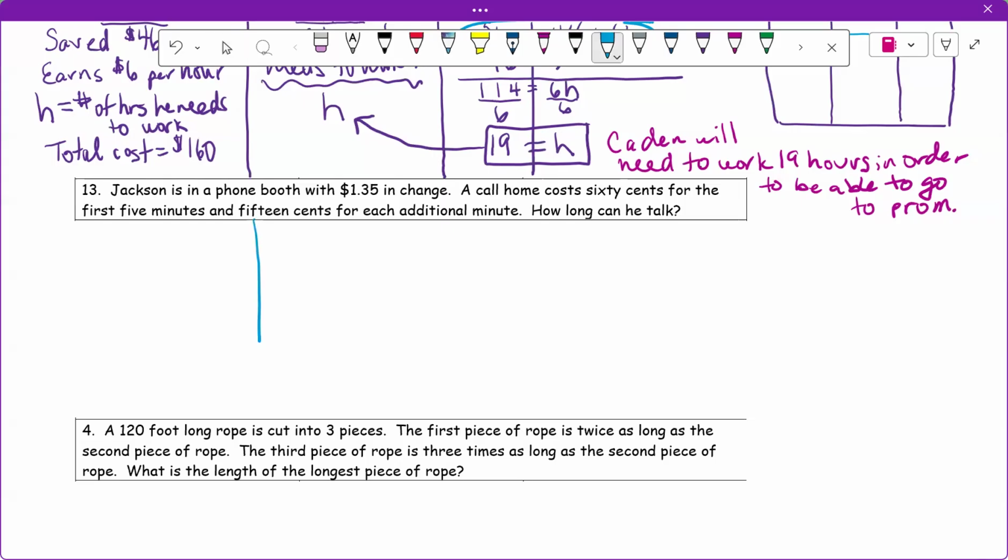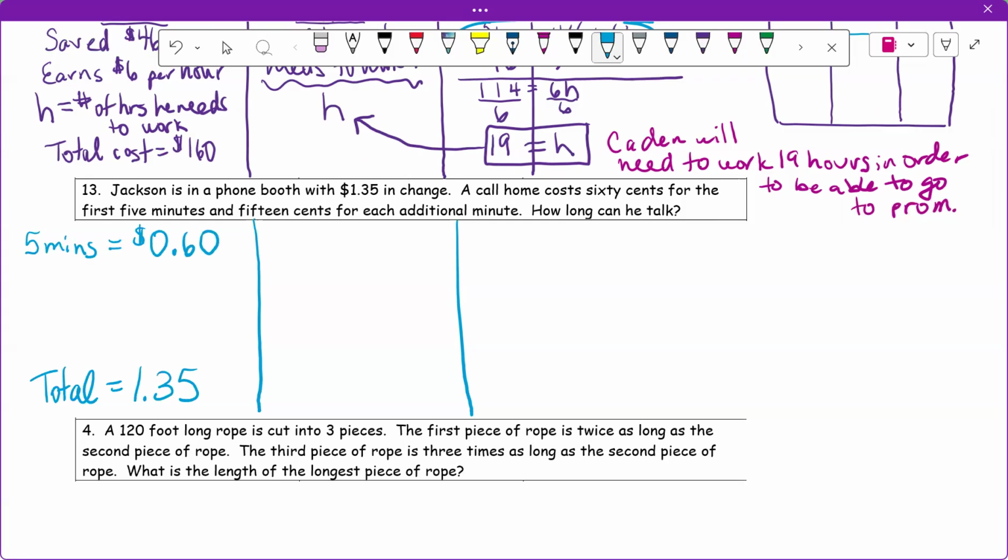So, what do we know? Jackson has $1.35 in change. So total is $1.35. A call home costs 60 cents for the first 5 minutes. So we're going to write that down. 5 minutes is 60 cents.